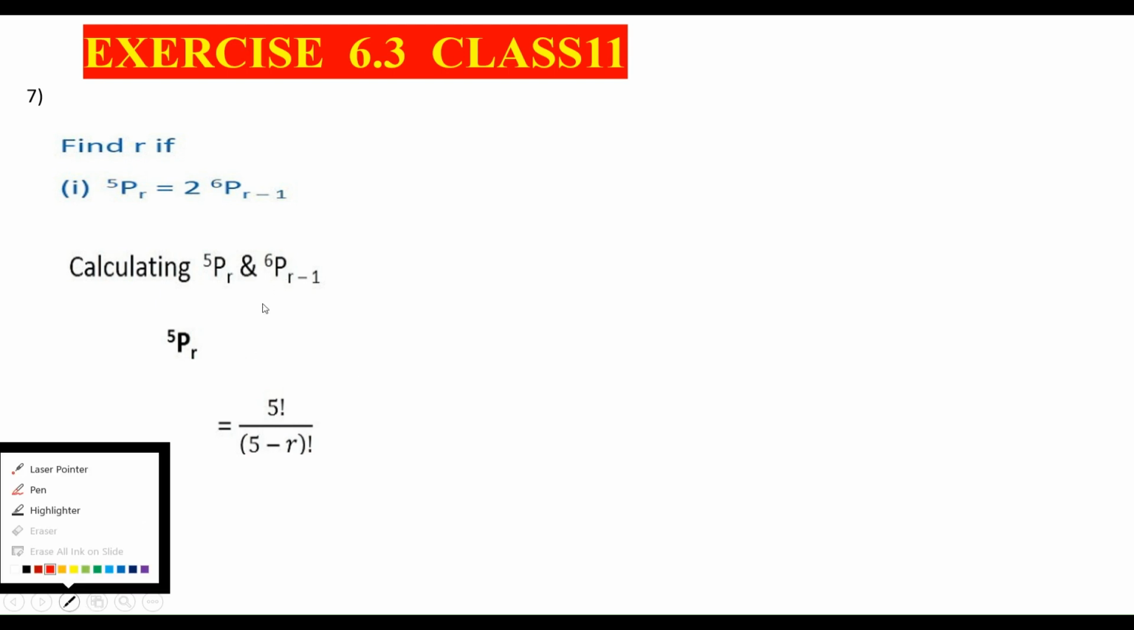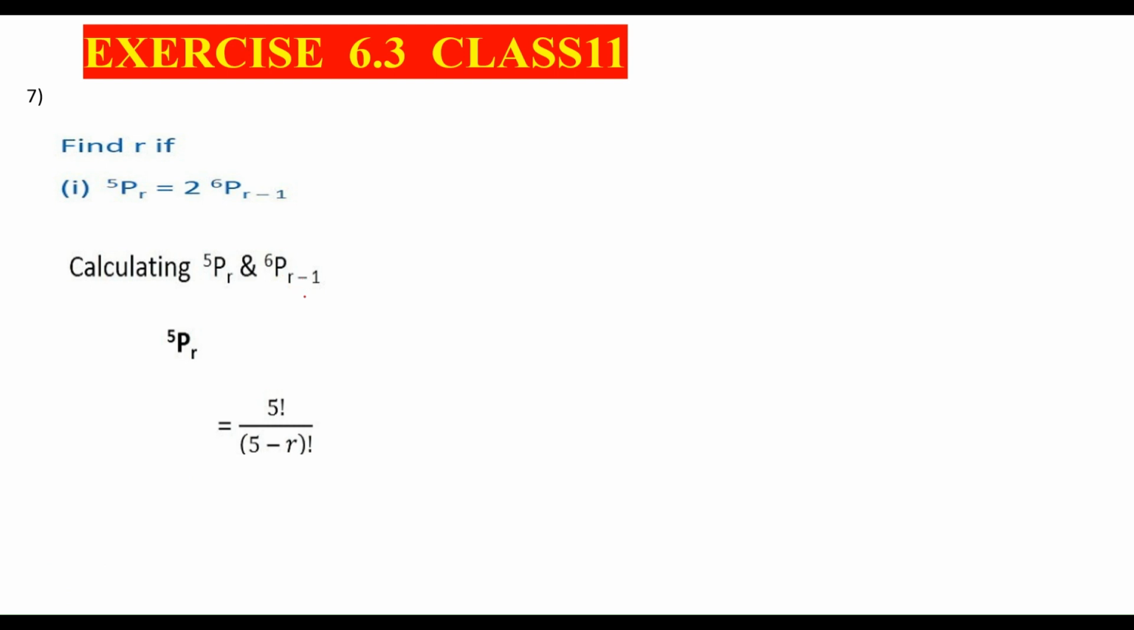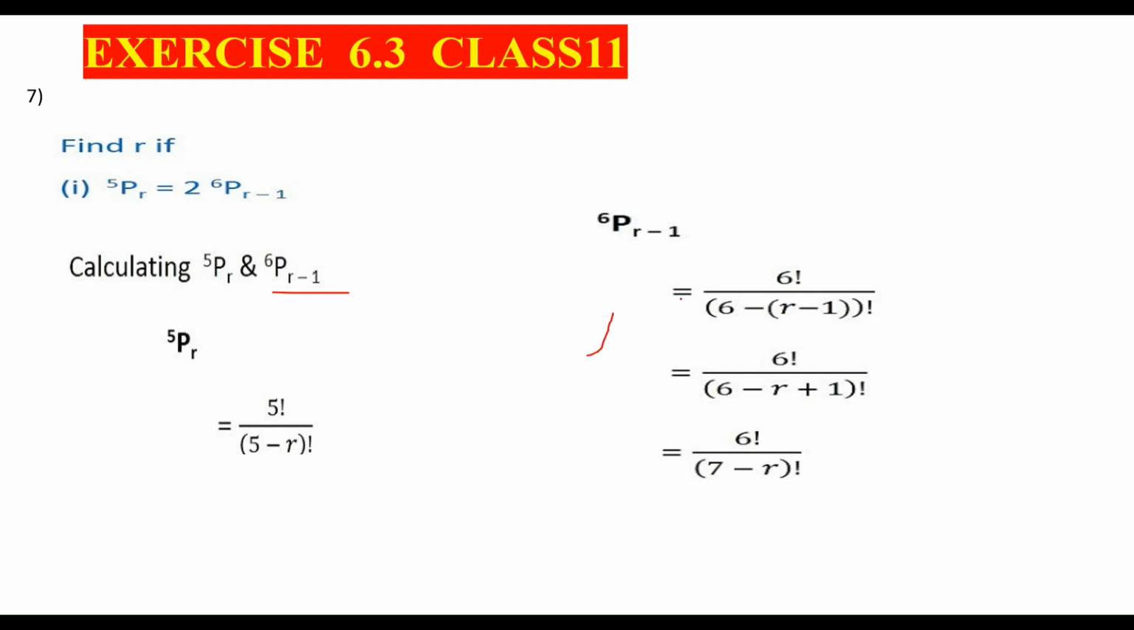Next one, that is 6P(r−1). So this one, see, 6 factorial divided by 6 minus, what is the value of r here? r is r minus 1. Then we will write 6 factorial as it is, and 6 minus (r minus 1), minus into minus is plus 1. So 6 factorial divided by (6 plus 1) minus r, and this 6 plus 1 is nothing but 7 minus r factorial.